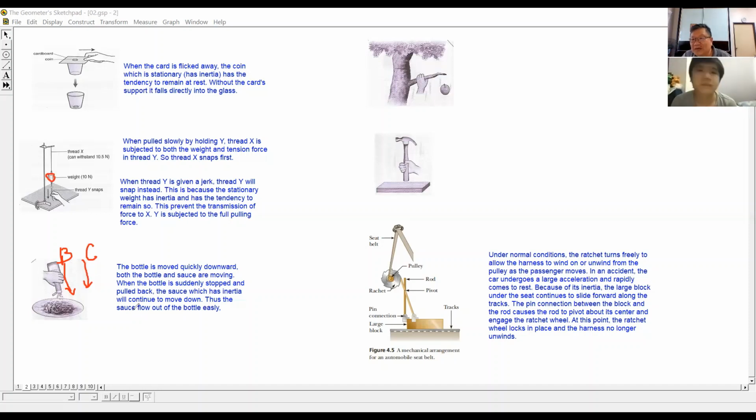The sauce is inside the bottle. You cannot stop the sauce. So because the sauce has inertia, it will continue to come down. And that is how it gets separated from the bottle and drips out or pours out of the bottle. Okay, now in this case, the chili sauce inside the bottle has inertia. It will continue to move down even though the bottle is stopped. You separate the chili and the bottle by means of the inertia of the chili sauce itself.